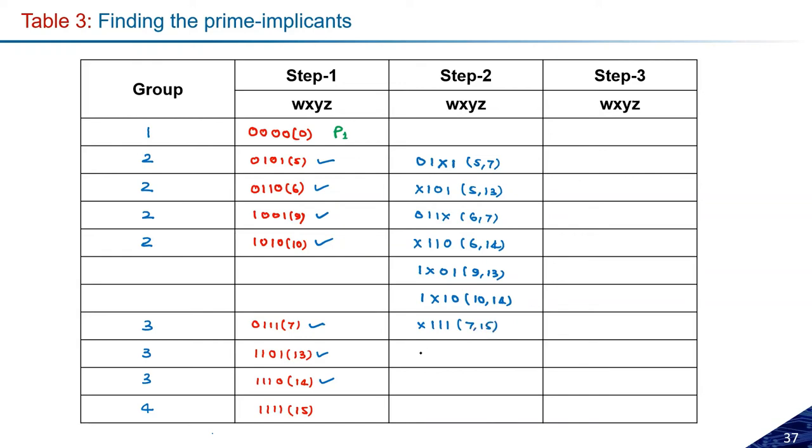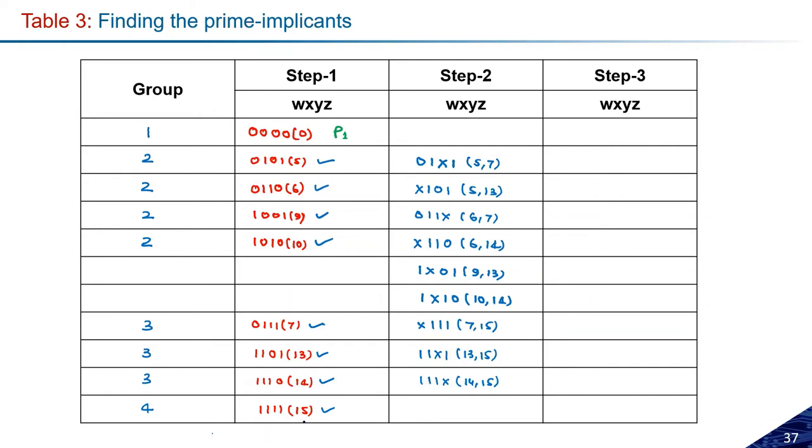Next one could be 1, 1, cross 1. So this will become 13 and 15. And the next one will become 1, 1, 1, cross. That will be 14 and 15. So if you see here, all the min terms in step number 2, which we got, are paired now. Now we come to step number 2.